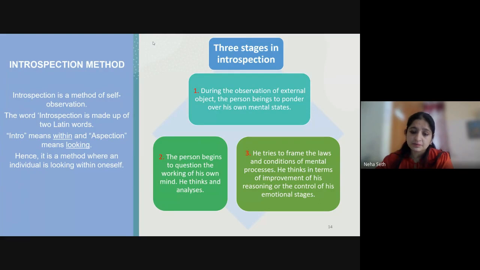Now, the person begins to question the working of his own mind; he thinks and analyzes himself, his mind. He tries to frame the laws and conditions of mental process. So he will try to calm himself down if he is not reacting properly. Then he thinks in terms of improvement of his reasoning or control of his own emotional states. If I'm a person who is very emotional, I need to check with myself how I can control my emotions. Especially on the professional front, emotions need to be very controlled. I need to control my emotion when I'm talking to somebody professional, because emotions won't work there.